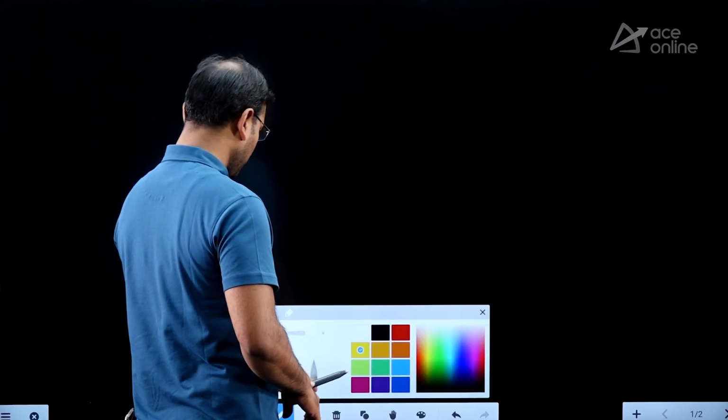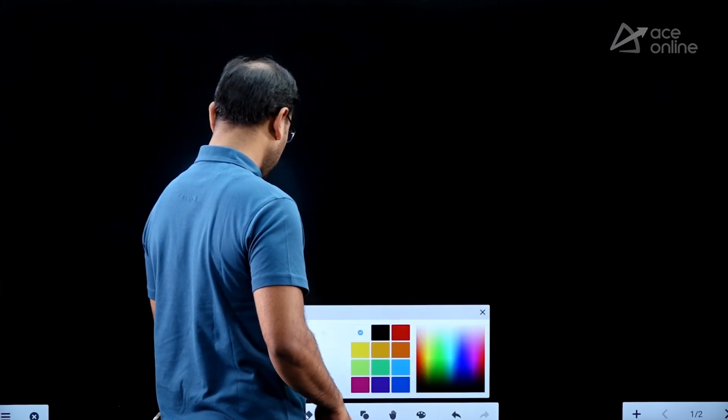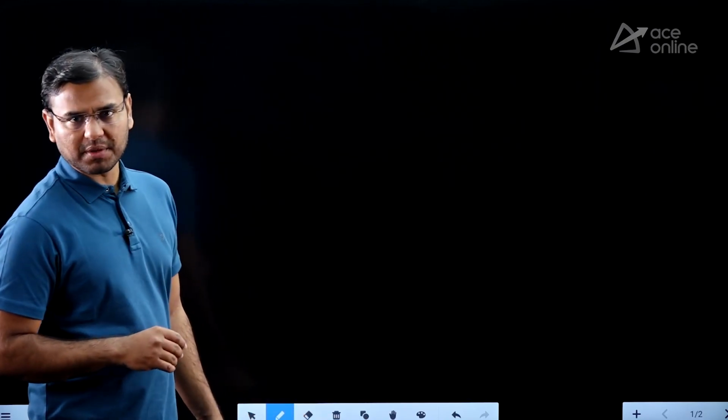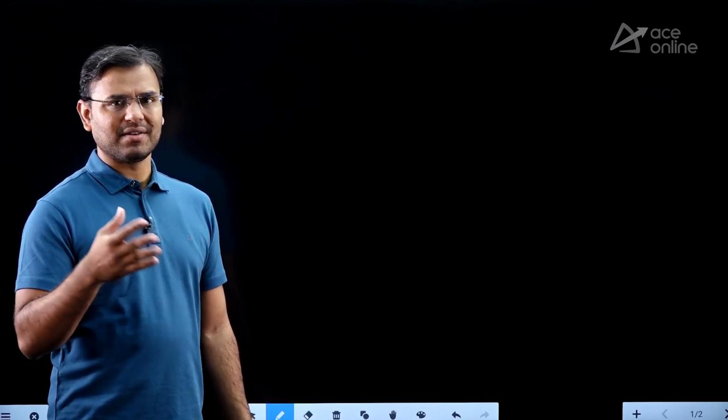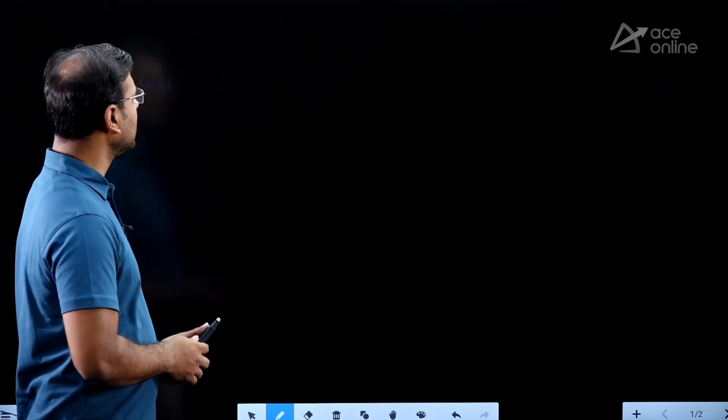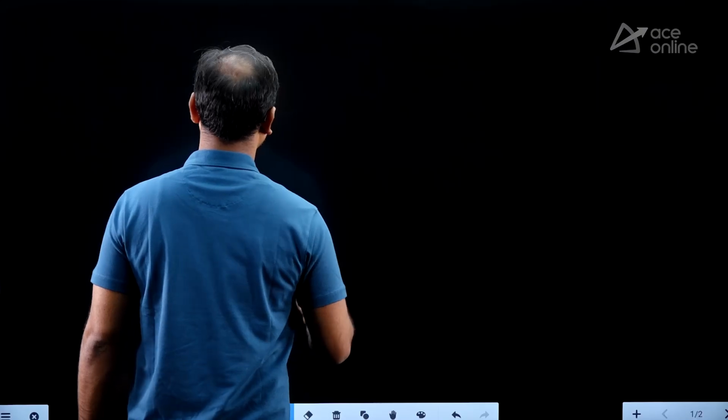See guys, I am going to start with the revision of the metal casting chapter. Today we are going to see a total of 4 chapters. First is metal casting, second is welding, third is advanced machining methods, and fourth is non-traditional machining methods. Then I am starting here with metal casting.